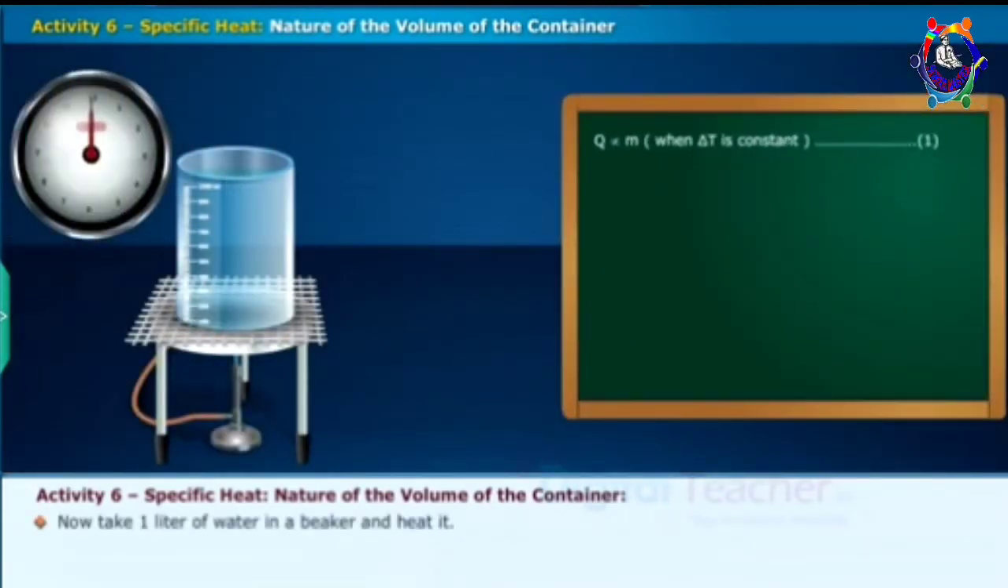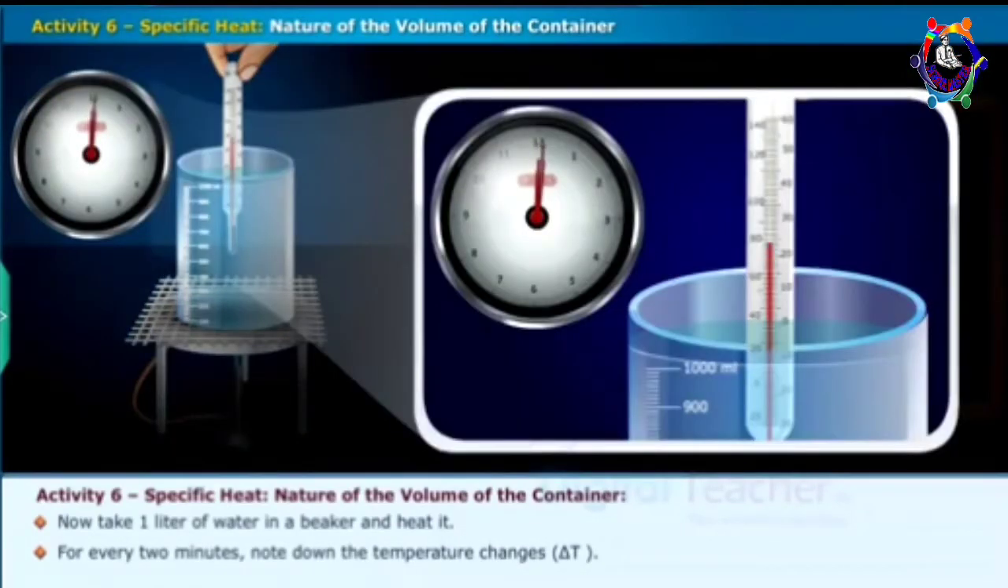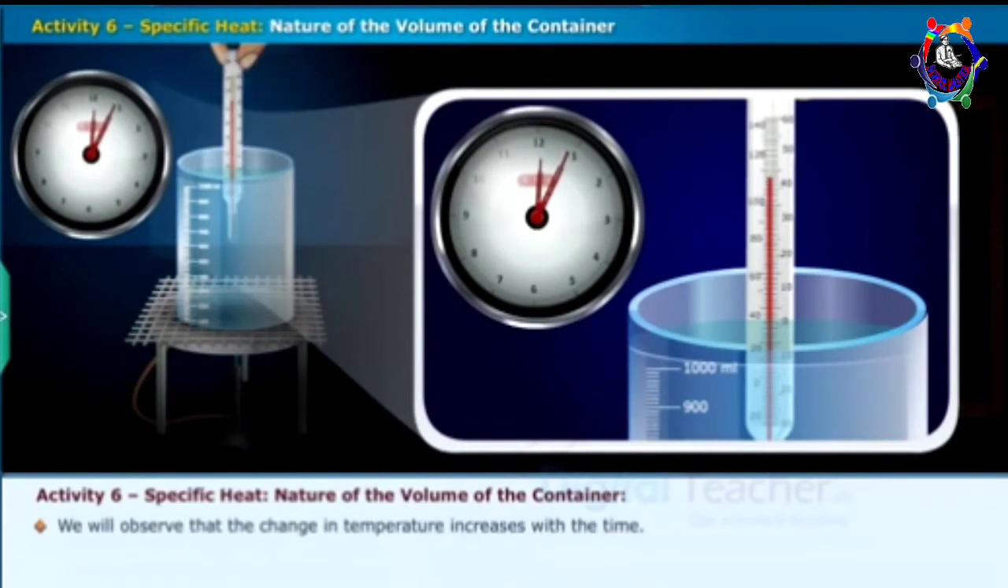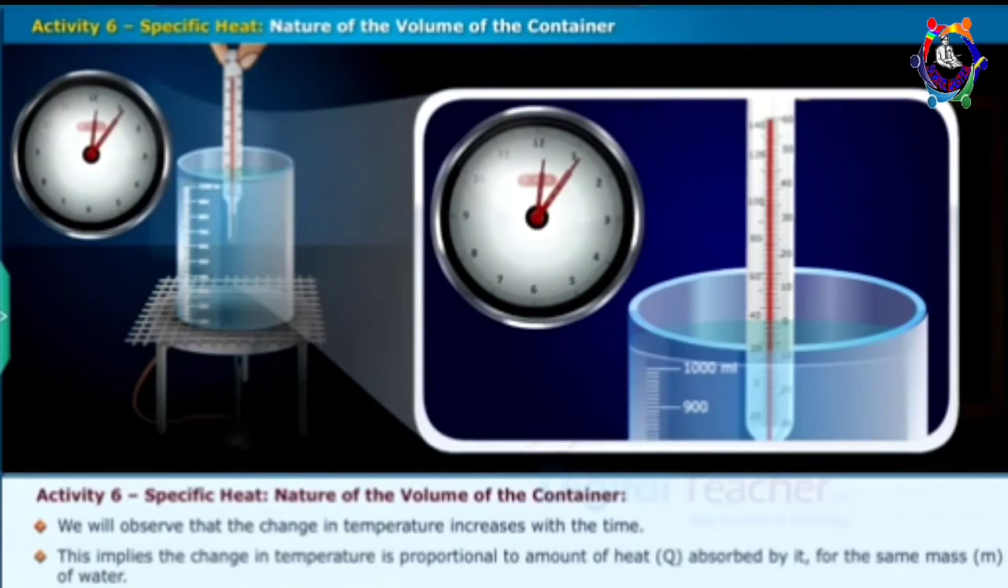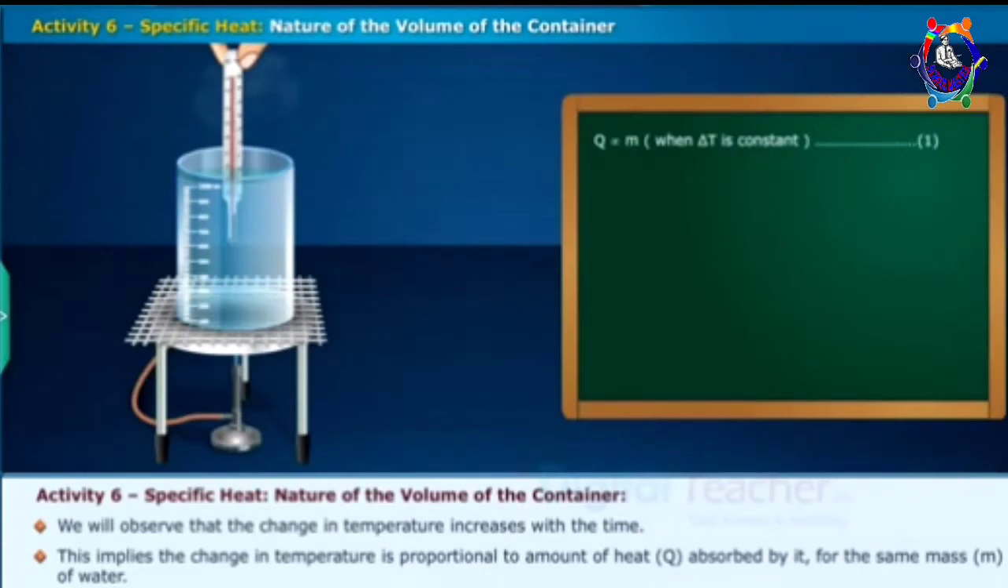Now, take 1 liter of water in a beaker and heat it. For every 2 minutes, note down the temperature changes delta T. We will observe that the change in temperature increases with time. This implies the change in temperature is proportional to the amount of heat Q absorbed by it for the same mass m of water. Q is directly proportional to delta T when m is constant. Consider it as equation 2.